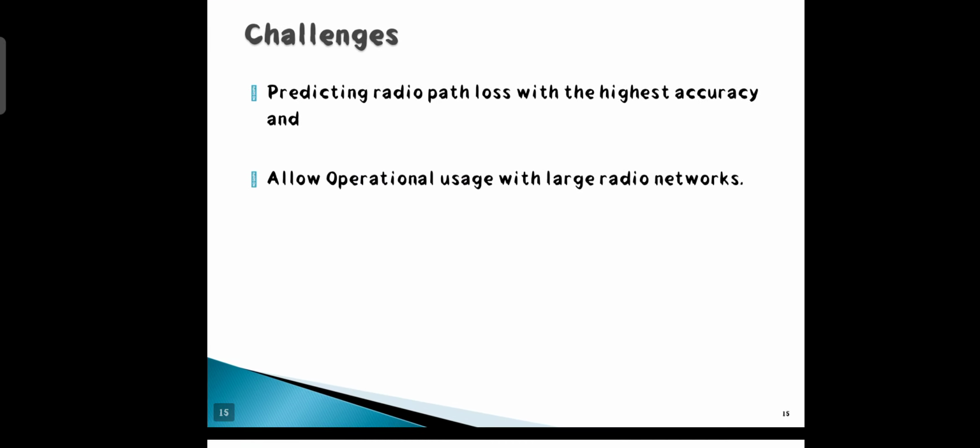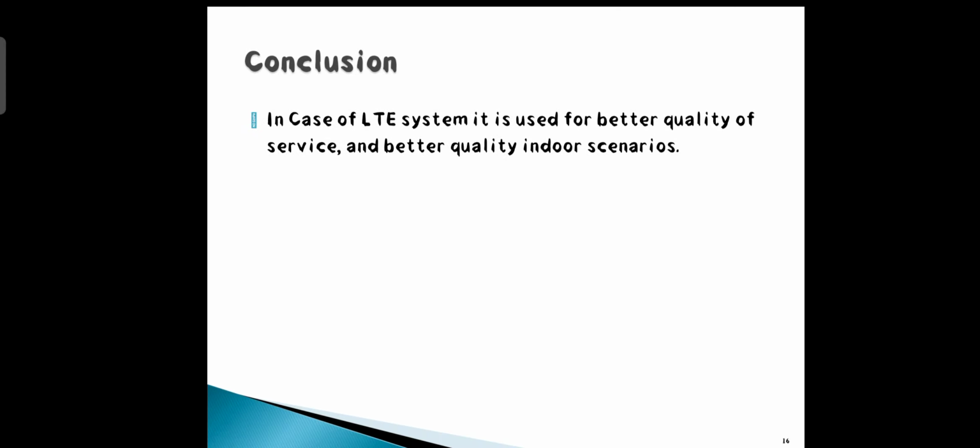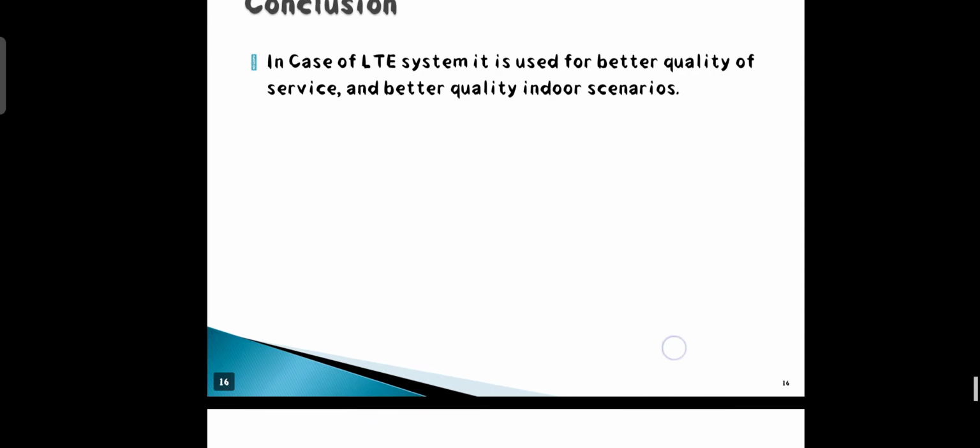And these are the challenges. First, predicting radio path loss with the highest accuracy and allowing operational uses with large radio networks, and so many challenges. Now its conclusion: in the case of a long term evolution system, it is used for better quality of service and better quality in indoor scenarios.